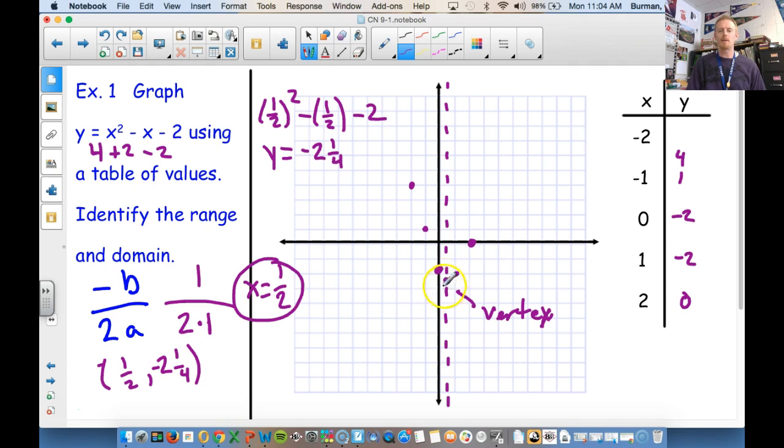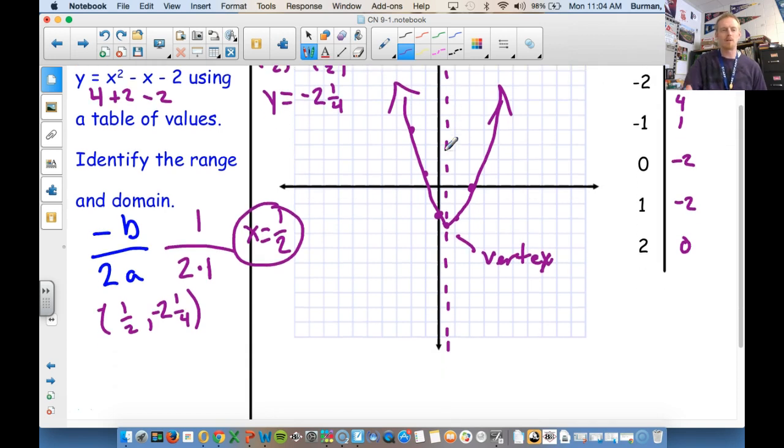Now if we graph these going upward, this continues on that way, this continues on that way, and we have ourselves a beautiful parabola. Now it kind of looks like a V, but it's a U shape. Our next step is to identify the range. Remember, range is the Y values, and then the domain, which is the X values.